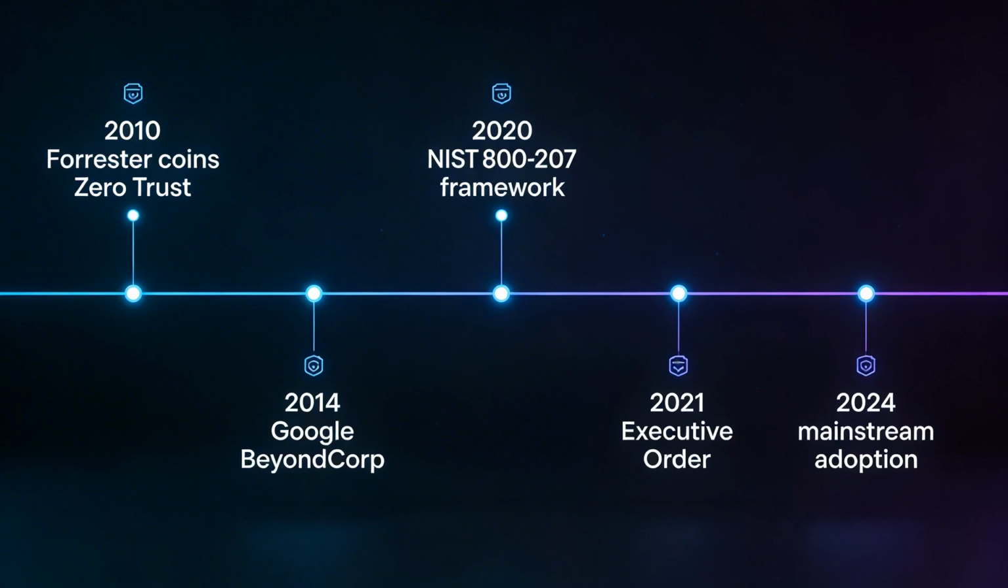In 2020, NIST published Special Publication 800-207, which became the definitive framework for zero trust architecture. Then, in 2021, the Biden administration issued Executive Order 14028, mandating that all U.S. federal agencies move to zero trust by 2024. That executive order was the tipping point. It signaled to the entire industry that zero trust wasn't optional anymore. It was the new baseline. Today, zero trust isn't a product you buy. It's an architecture and a mindset that every organization needs to adopt.